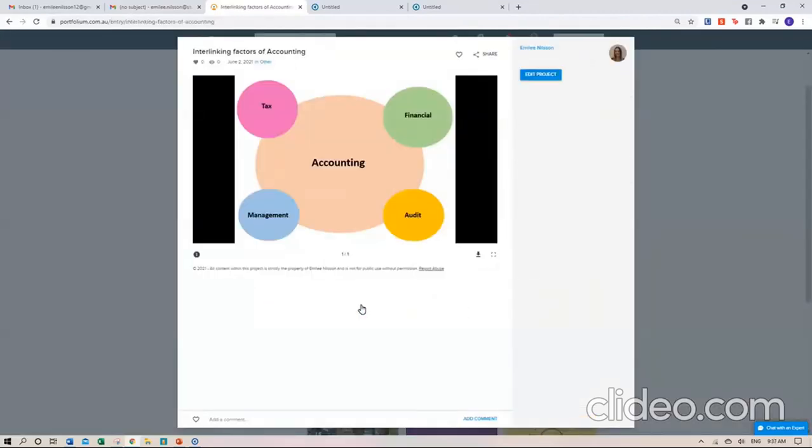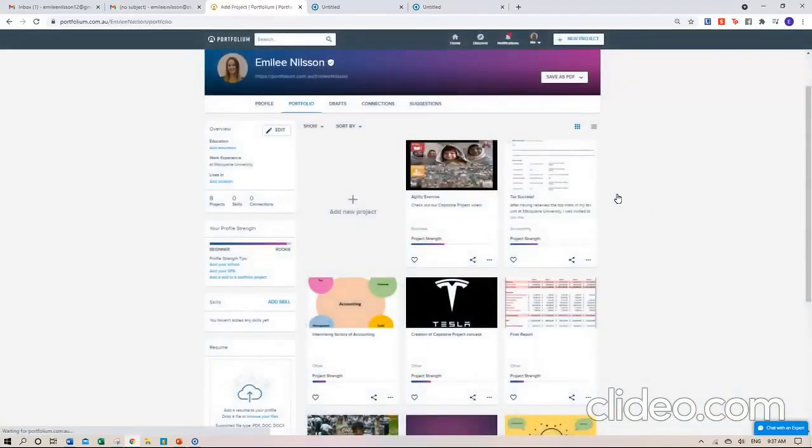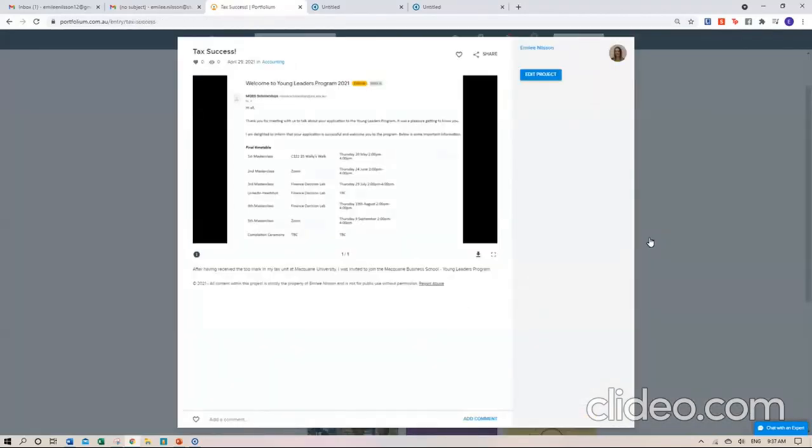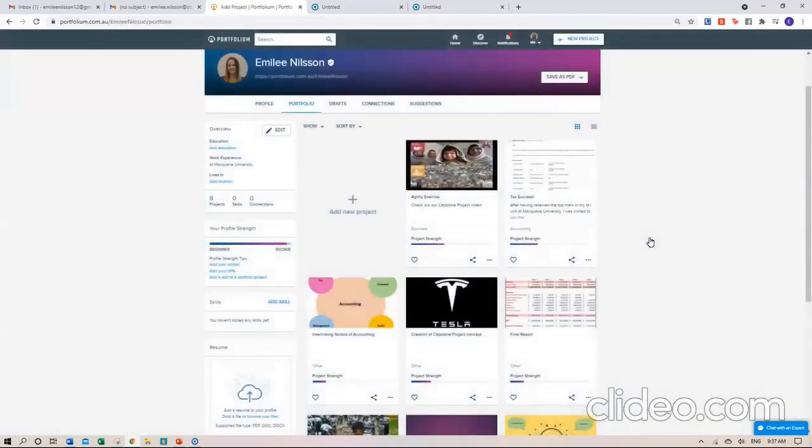I have loved learning about the different aspects of accounting, such as tax, management accounting, financial accounting, and audit, and I like the way that they are all different but also interconnected. Last year, I completed the tax unit, which was challenging and made me push myself. I loved the problem-solving aspect of the subject. In this unit, I received the top mark and was invited to join the Macquarie Business School Young Leaders Program. I have attended one of those sessions now, and it is a great opportunity to develop my communication skills and network with other like-minded students.